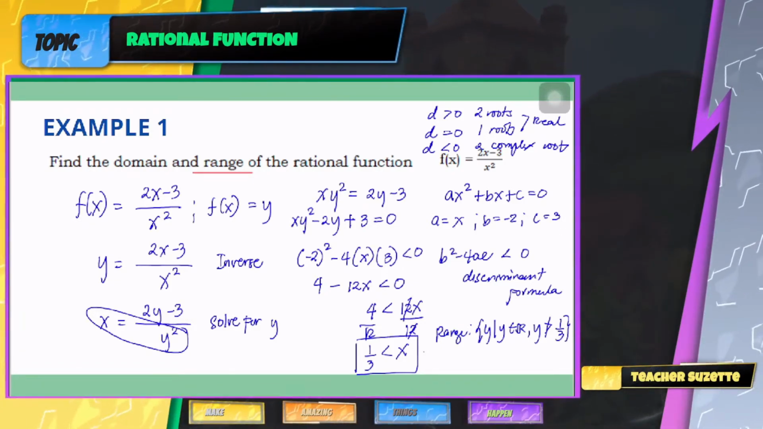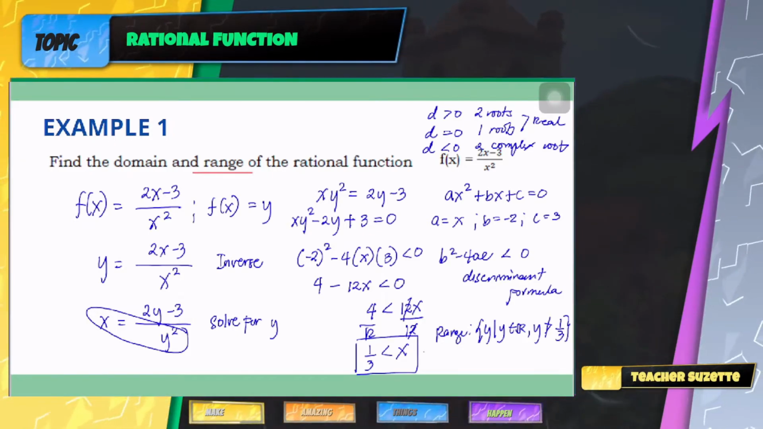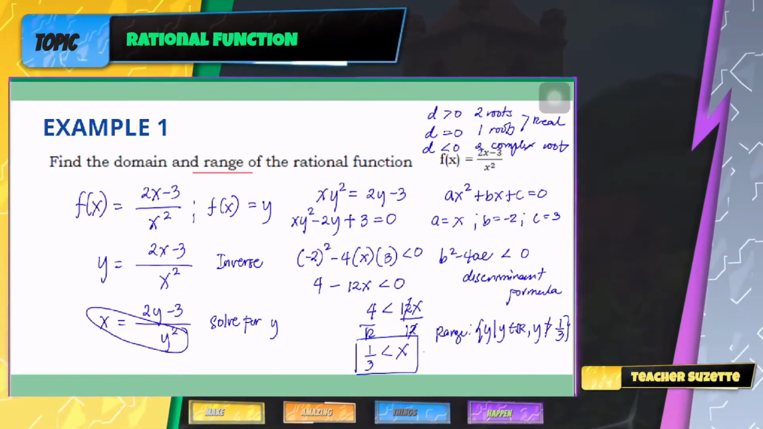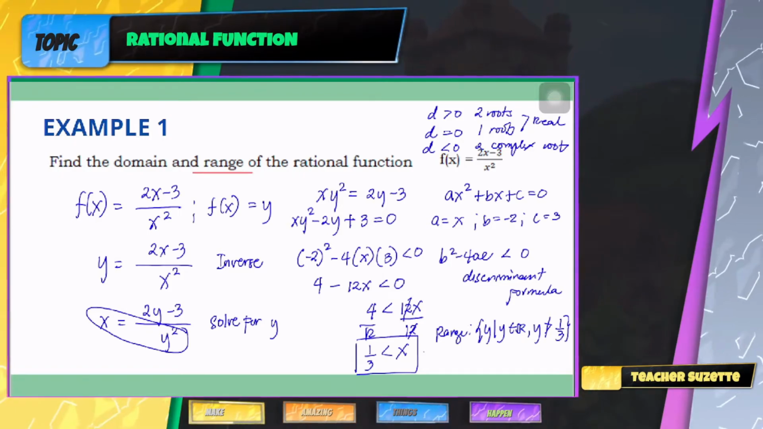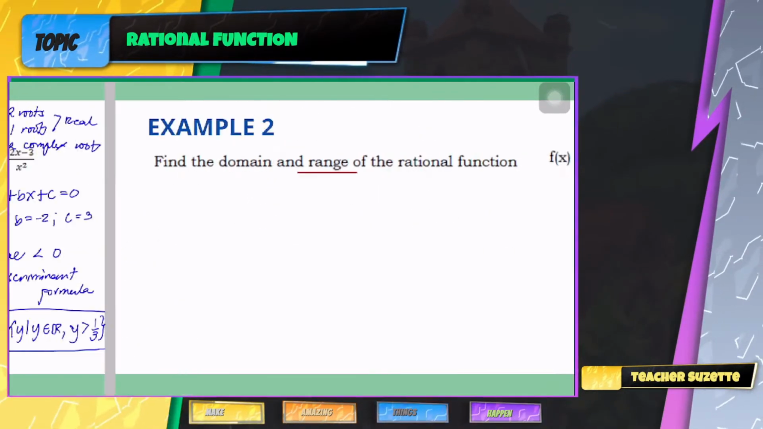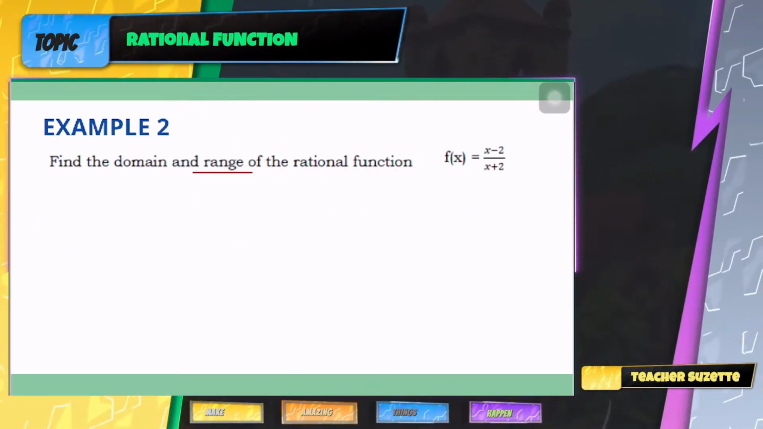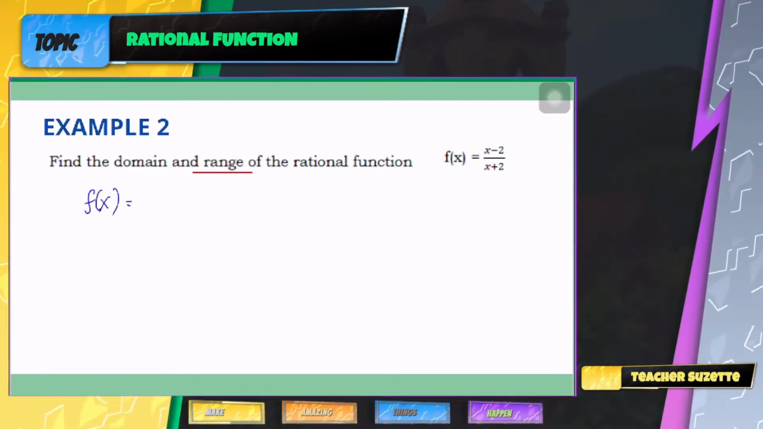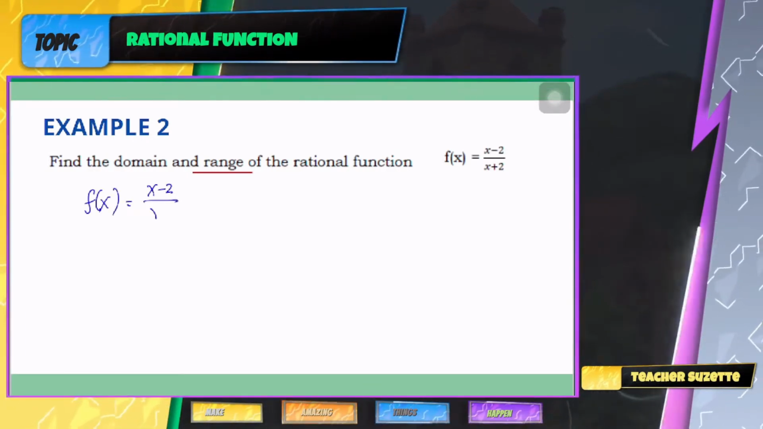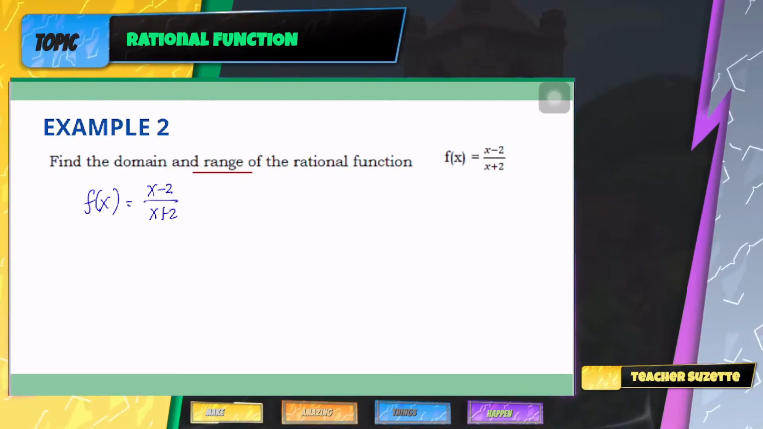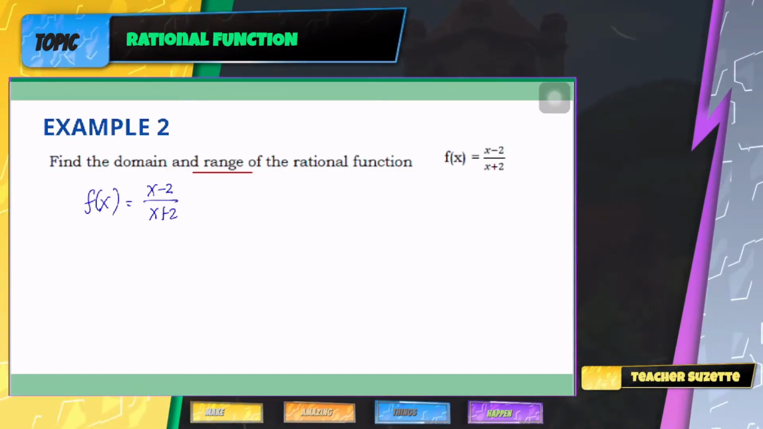So, the y or range values are those that are less than or equal to 1/3. Next, let's have our function x minus 2 over x plus 2. The same process applies in this part.